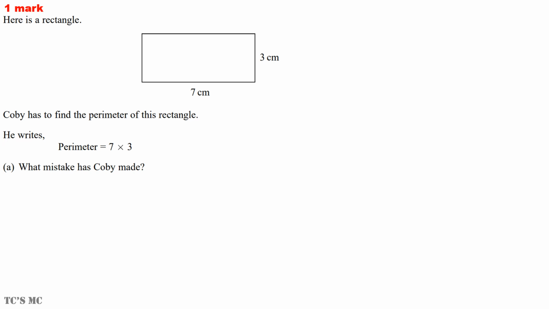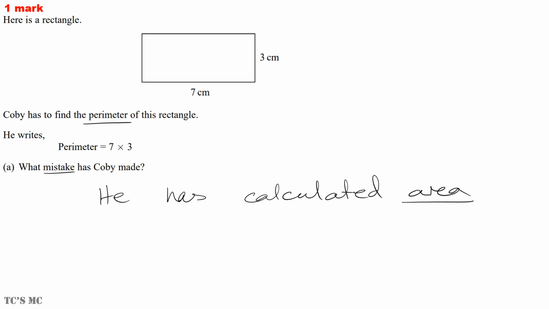Here is a rectangle. Kobe has to find the perimeter of this rectangle. He writes perimeter is equal to 7 multiplied by 3. What mistake has Kobe made? Kobe has calculated area, not perimeter. And that would get us 1 mark.